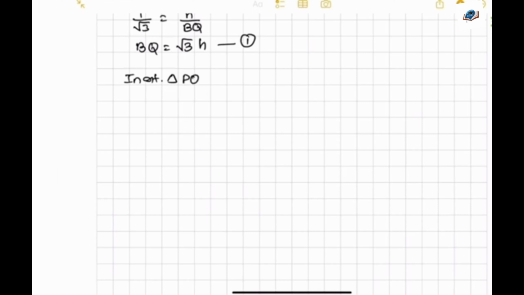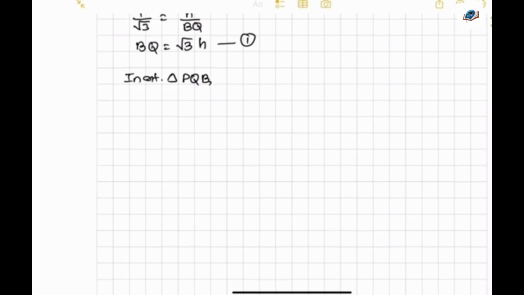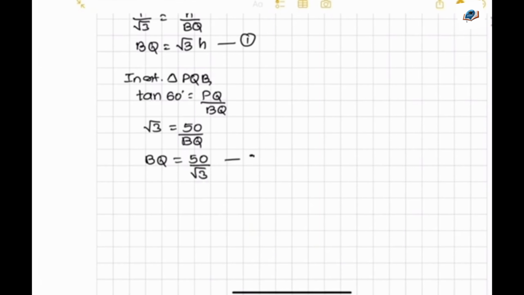Now same way in right triangle PQB, tan 60 equal to PQ upon BQ. So tan 60 is root 3, PQ is 50, BQ we don't know. So BQ equal to 50 by root 3. Now this is second equation.